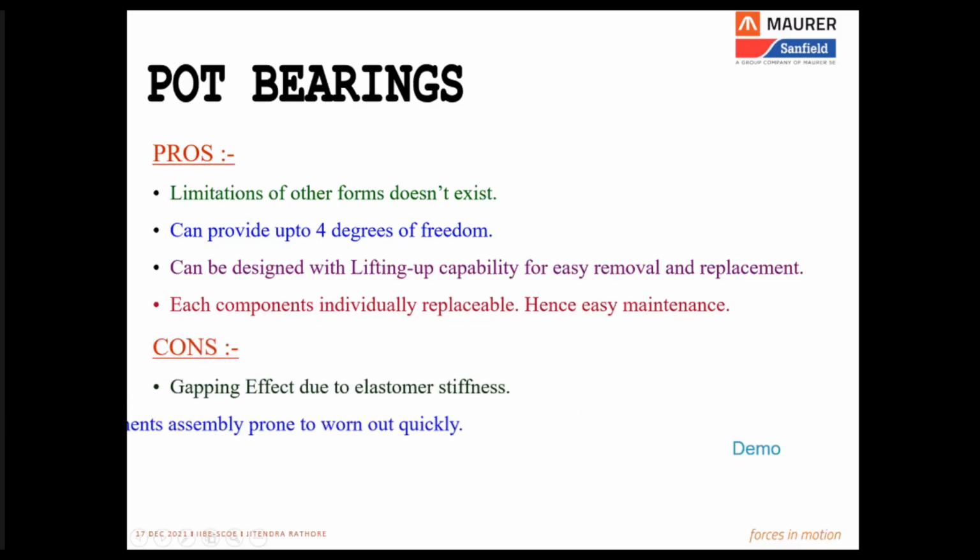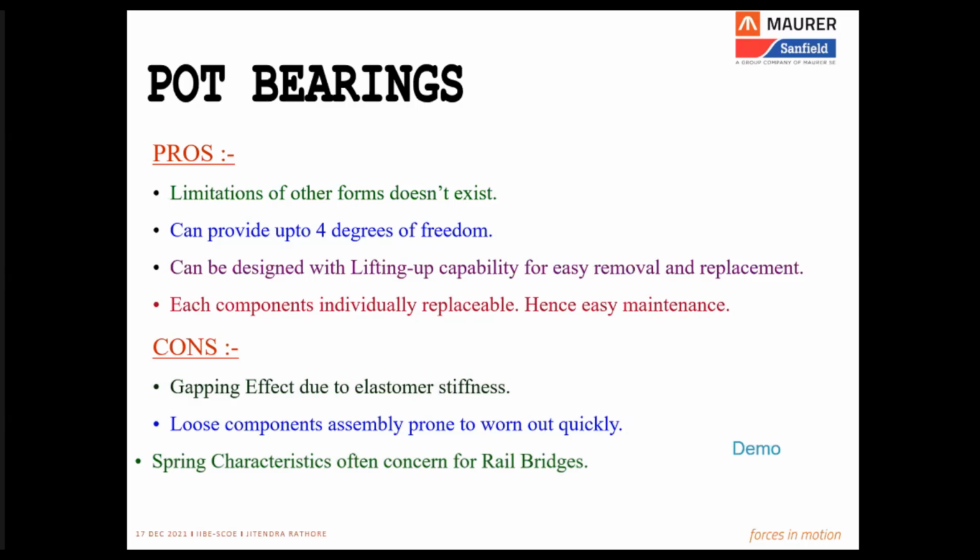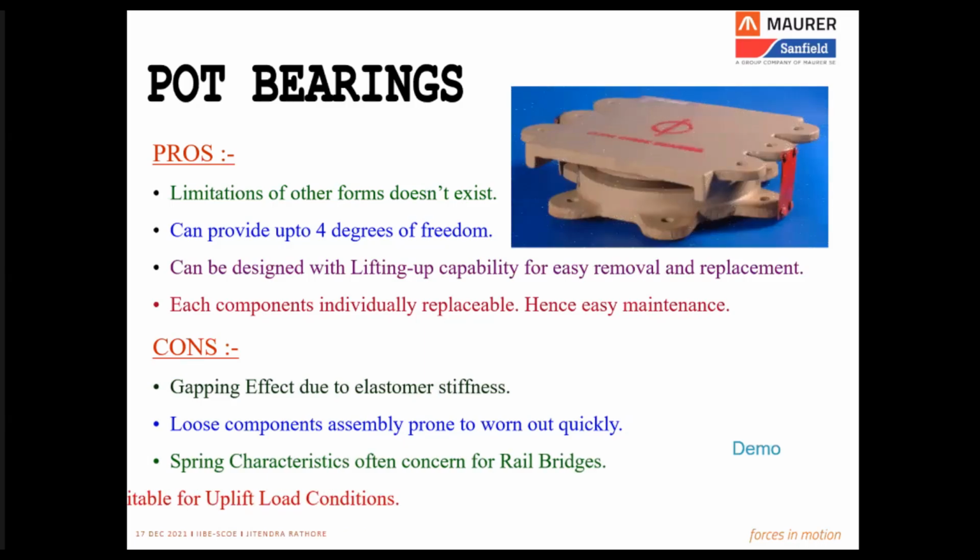On the limitations, the pot bearings, because wherever the elastomer is involved, there is a restoring movement issue involved, and because of that, they have the gapping effect. We will see this in the coming slides. There are too many loose components in the assembly of pot bearings, so it is prone to wear and tear more as compared to other bearing forms. And the elastomer has a spring characteristic which could be a concern for certain structures like continuous bridges or rail bridges. And if it is a service uplift situation, the pot bearings may not be the best suitable choice. We will be discussing these points in a little more detail in the coming slides.